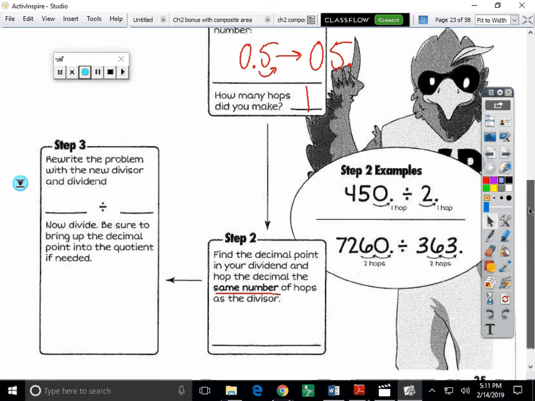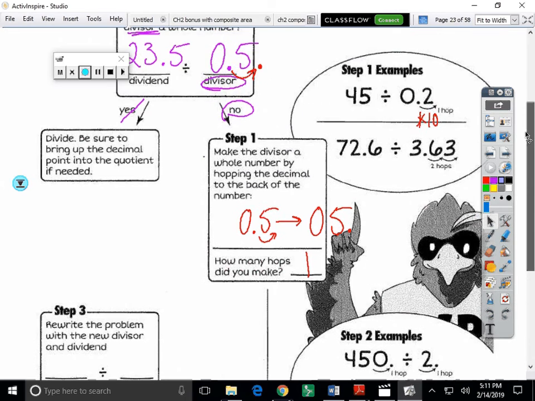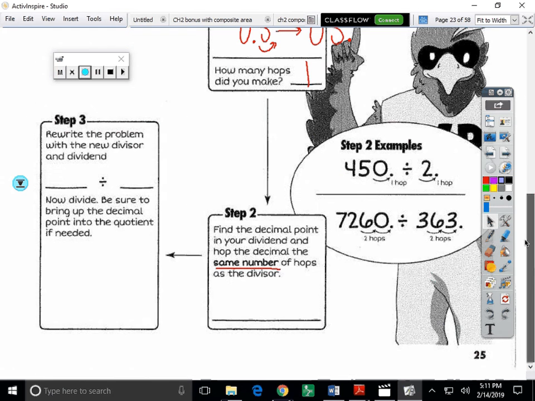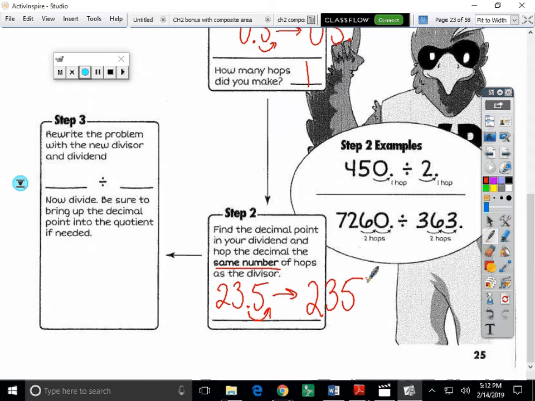The problem is I don't remember what number I gave us. So let me go up and peek, 23 5/10. So in this situation, I'm going to go from 23 5/10, and remember, I'm going to hop 1 time to the right because that's what my divisor said to do. And I'm going to now end up with 235. This almost looks like a whole number that we had to start with, the last problem. So I have 235 now, and I'm going to divide it by that 5 that I found just a minute ago.